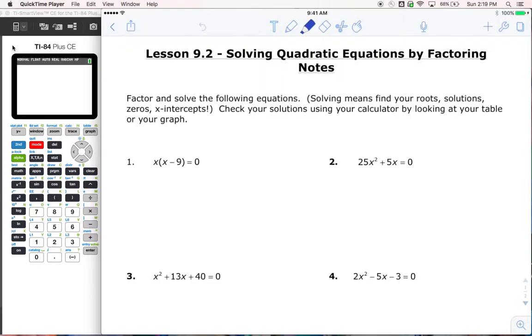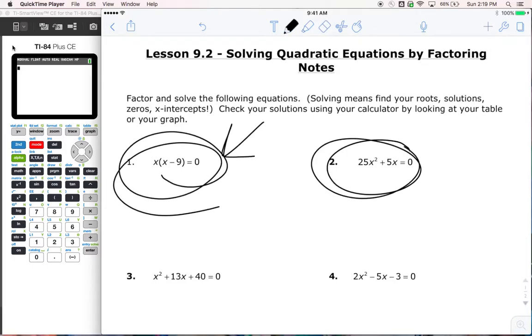Lesson 9.2, Solving Quadratic Equations by Factoring. This lesson is very similar to yesterday's lesson. All of these equations are equal to 0 again, just like yesterday's. However, we don't have groups multiplying like this one, which looks exactly like yesterday's. The rest of them don't. So basically, today's lesson is how to essentially get this equation to look like this one, because this is really easy to solve.